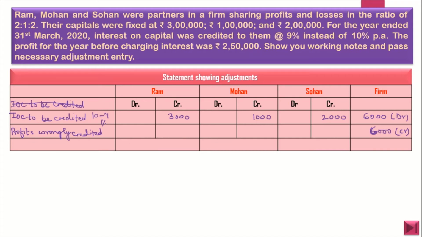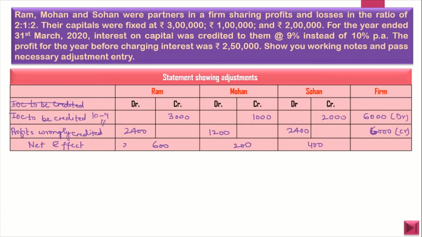Now how am I going to do that? 6,000 in their profit sharing ratio, that is 2 is to 1 is to 2. So I'm going to calculate it here: 2 by 5, then 1 by 5, and again 2 by 5, that is 2,400. Since it's not a long list, I'll directly take out the net effect by deducting the two, or finding out the difference. So here the difference is 600, here the difference is 200, here the difference is 400.